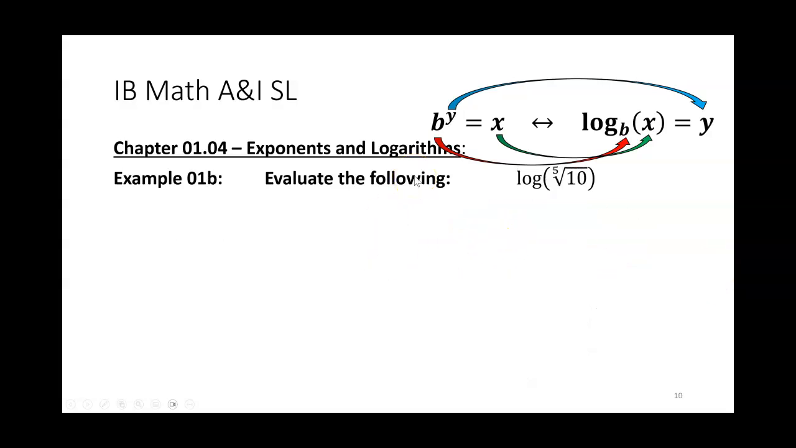Let's do another one. Let's say we have log of the 5th root of 10. So I start the same way. I set that equal to x, so I make a logarithmic equation. I recognize that there's a base 10 there. I apply my definition of logarithm to say 10 to the x is equal to the 5th root of 10.